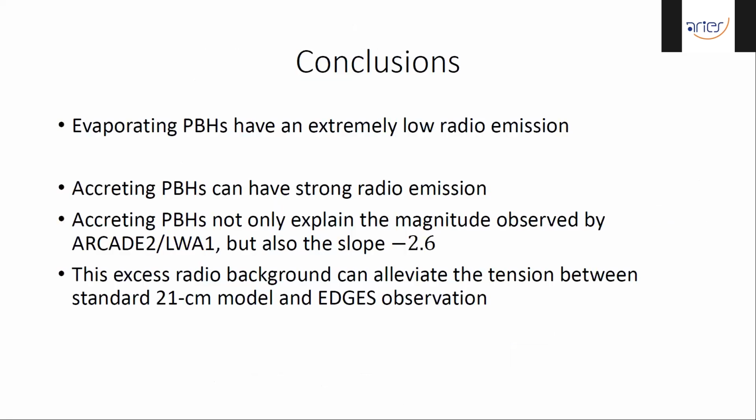So now I'll just conclude. We have seen two types of primordial black holes in order to explain the excess radio background, but evaporating ones cannot explain this as they have very low radio emission. On the other hand, accreting primordial black holes have very strong radio emission, and they not only explain the magnitude but also explain the slope very well. Leaving aside this, we have seen that inclusion of this excess radio background explains the strong absorption depth in the EDGES measurement of the 21 centimeter signal. So that is all that I have to say.